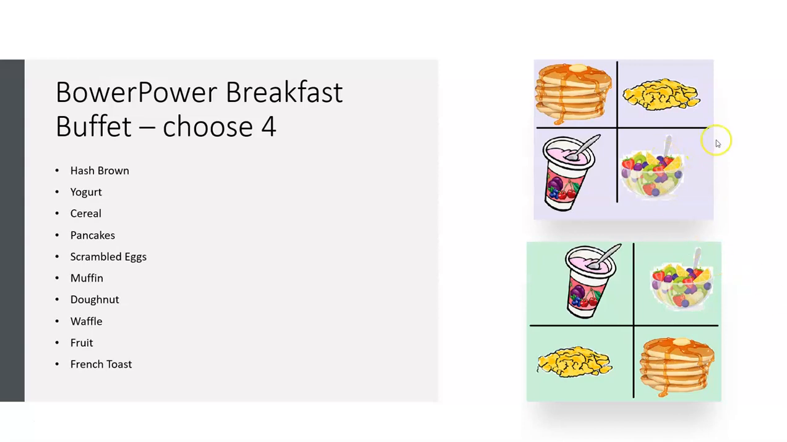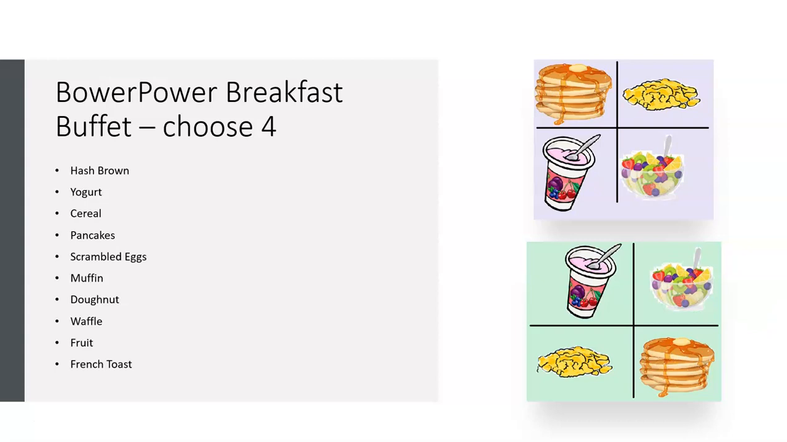You get to choose 4 of them. So there are 10 items there. We get to choose 4. Well, a couple people already have. We have this lavender plate filled with breakfast items and this green plate filled with breakfast items. On the lavender plate, we have pancakes, scrambled eggs, yogurt, and fruit. On the green plate, we have yogurt, fruit, scrambled eggs, and pancakes.